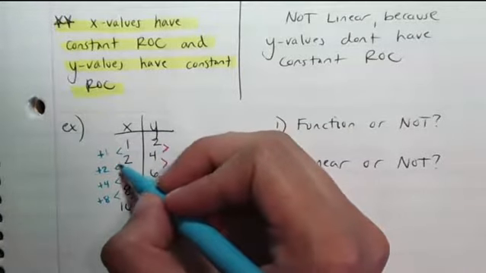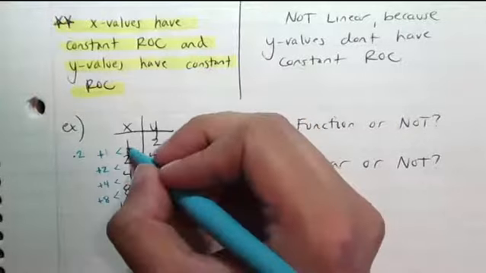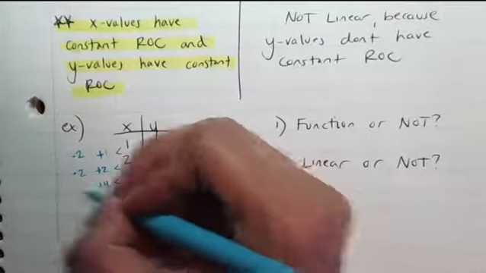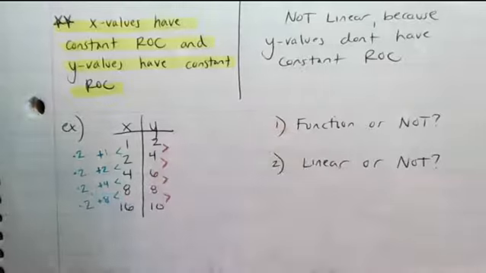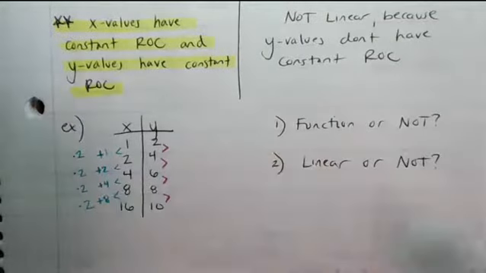1 times 2 is 2. 2 times 2 is 4. 4 times 2 is 8. And 8 times 2 is 16. So technically here, we are multiplying each one by 2. But when I'm adding or subtracting, it's going up differently. Let's check the Y values.